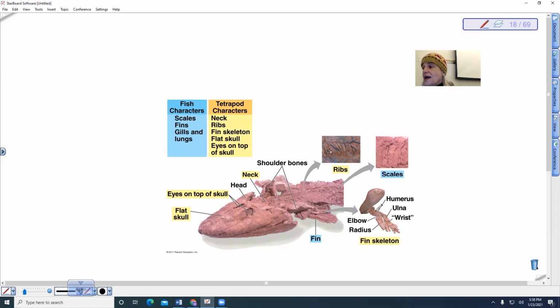So we have one long bone. We have the radius and the ulna. So we have one bone, two bones, a bunch of little bones, which are your wrist bones, and then your phalanges. And so that would also be a tetrapod characteristic. They didn't put that in there, but, oh, fin skeleton. Yes, that would be the fin skeleton is the characteristic. So this is an example of an intermediate.